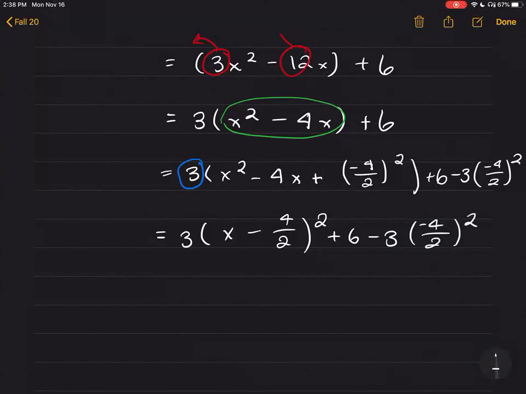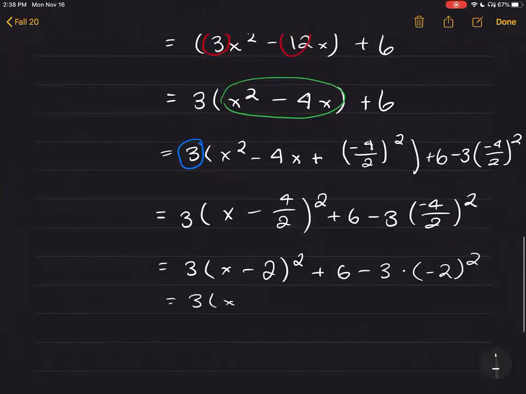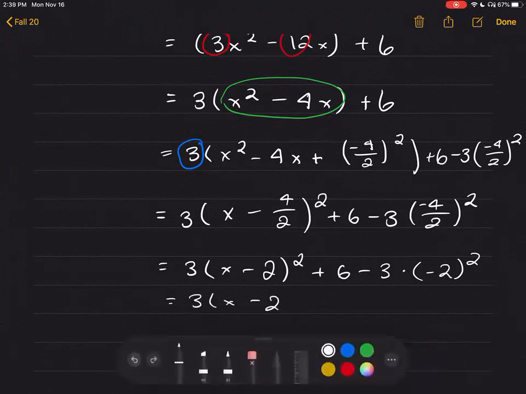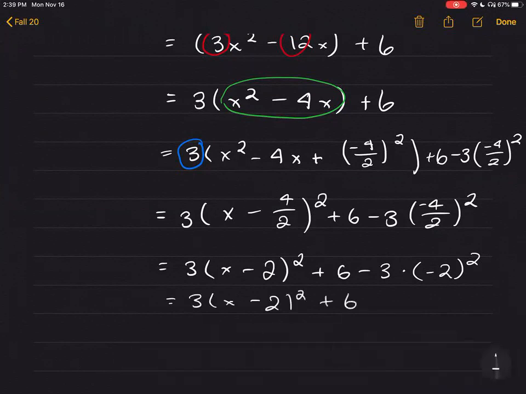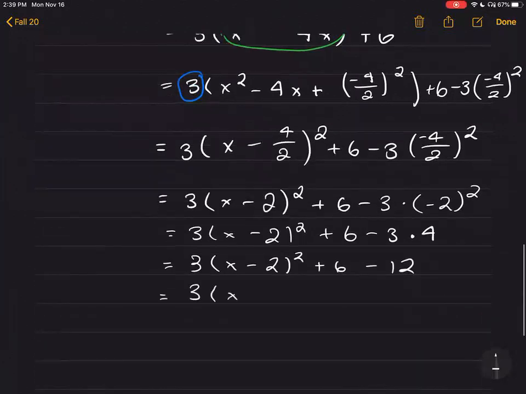So let's just do some simplifications. So this becomes x minus 2 squared plus 6 minus, and then this becomes 3 times -2 squared. Plus 6 minus 3, and then -2 squared is 4. And so now we get 3 times x minus 2 squared plus 6 minus 12. And then lastly, we'll combine the 6 and the 12, and we will get -6. And that is standard form.